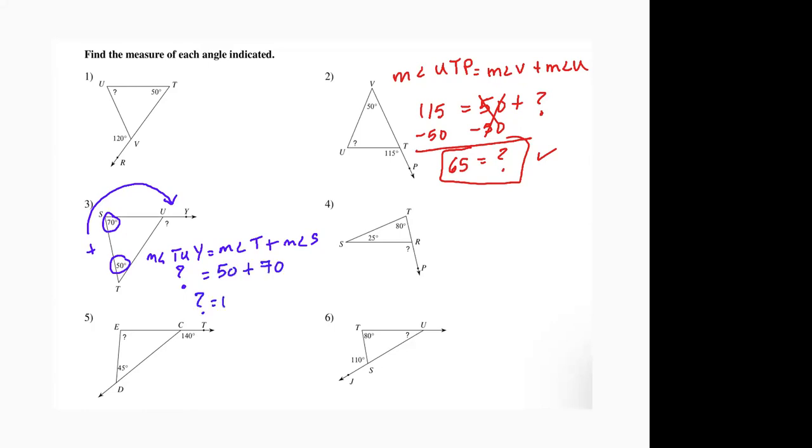Because this is an obtuse angle. See how wide it is? So that lets me know that it's going to be a pretty big angle. And of course, this 120 is bigger than 90. That makes this whole thing obtuse.